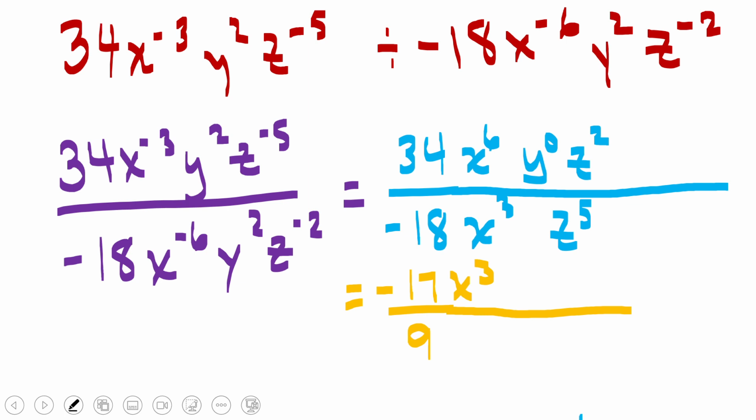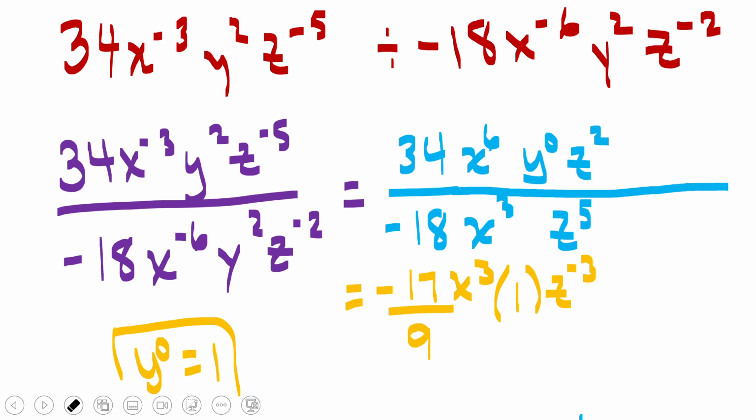Any number or variable to the 0 power is equal to 1. Doesn't matter. 1,000,000 to the 0 power is equal to the value of 1. A variable to the 0 power is equal to 1. So what happens here is that y to the 0 power renames as times 1. So that makes everything easy. 2 minus 5, because we're dividing the same base and subtracting the exponents, becomes z to the negative third power here.